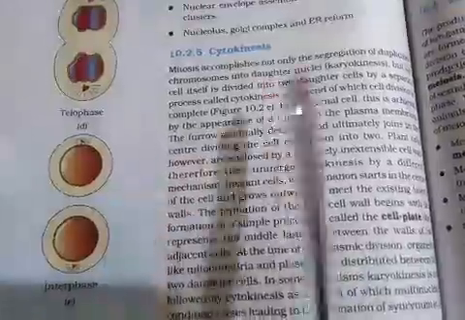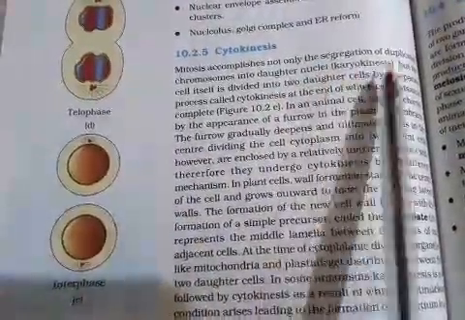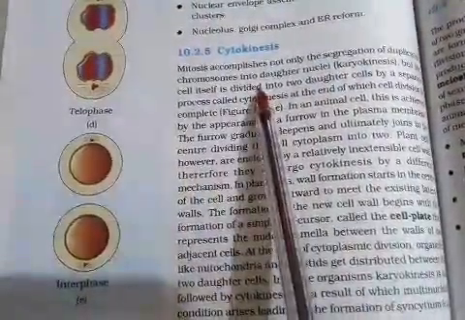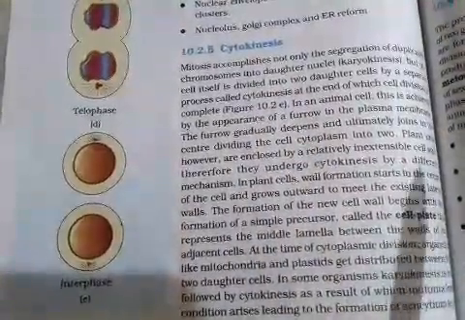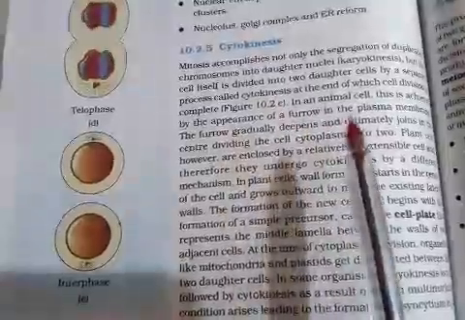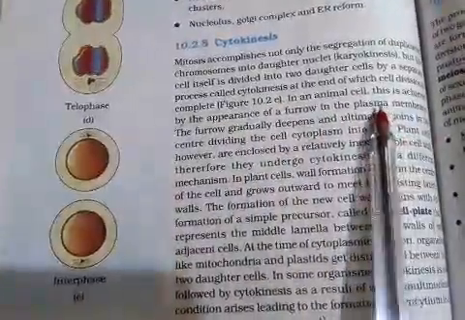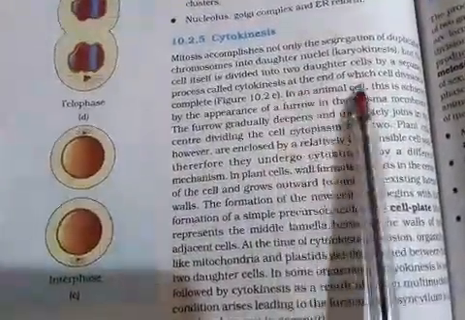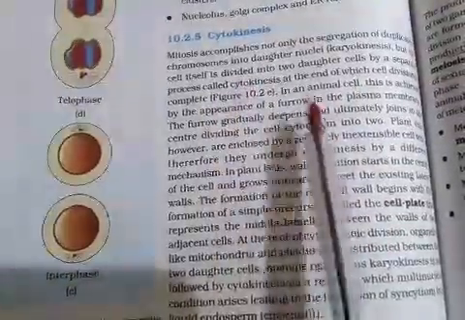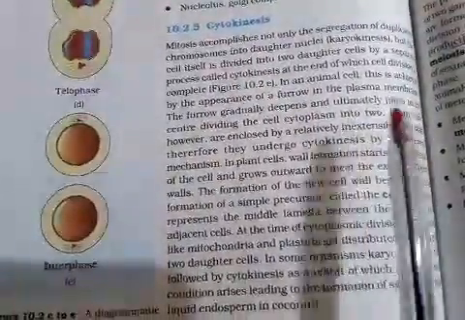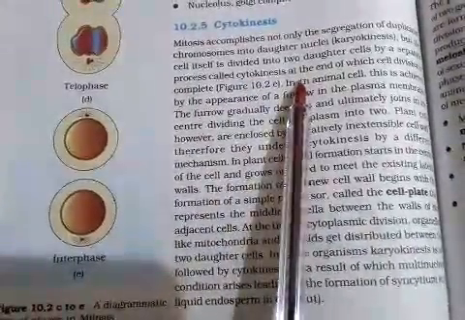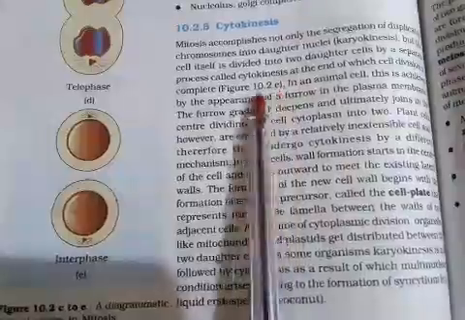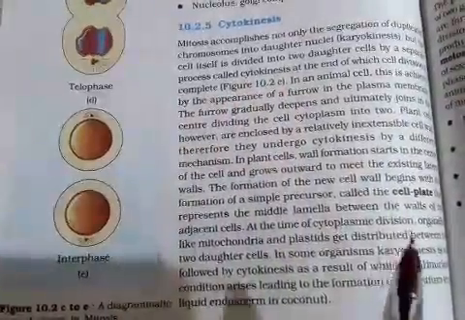Mitosis is accomplished not only by separation of duplicated chromosomes. It is not only that the chromosomes get separated, that is only karyokinesis. It is necessary that with the division of the nucleus, the division of the cytoplasm also takes place. So the formation of daughter cells gets completed only after cytokinesis, and after cytokinesis one cell gets converted into two.